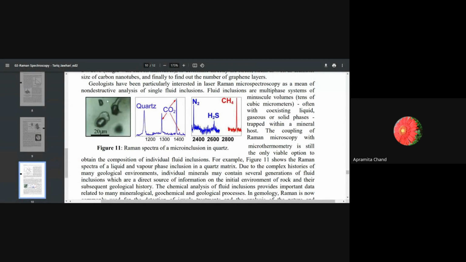In geological chemistry also, they can find out from laser Raman microspectroscopy. So now many different kinds of Raman spectroscopy are coming up. In fact, some are coupling techniques like microthermometry with Raman microscopy to give more information. So in many mineralogical, geochemical, and geological processes also, you can find out the composition of minerals, whether any kind of fluids are there or not, any kind of gases are trapped in the minerals or not.